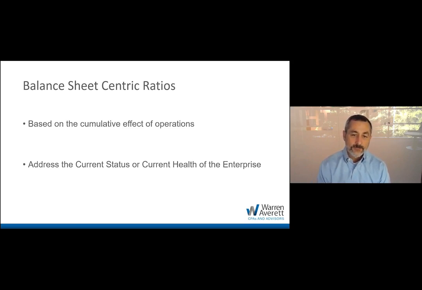The other is these ratios will help an analyst or owner address the current status or current health of the enterprise. Where is the company at the date of the balance sheet, and what is its relative health based on these ratios? How much risk is inherent in the company using these ratios? How healthy, how solvent is the company relative to its ability to meet near-term obligations using these ratios to make those calculations? I hope this is helpful.